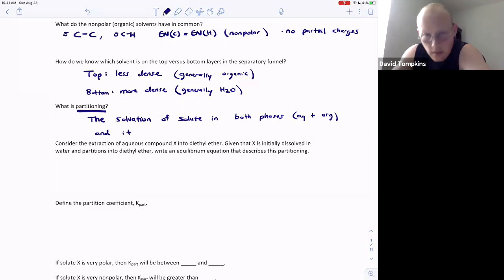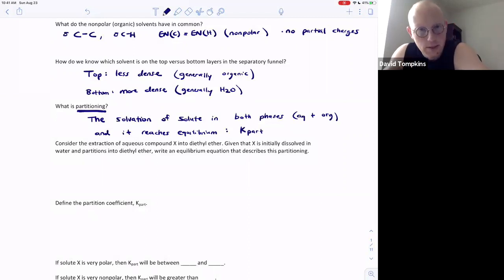And this solvation is going to reach equilibrium, where that equilibrium constant is the partition equilibrium constant, Kpart. So when a solute is allowed to exchange or be solvated in both phases and there's an equilibrium process, this is partitioning.